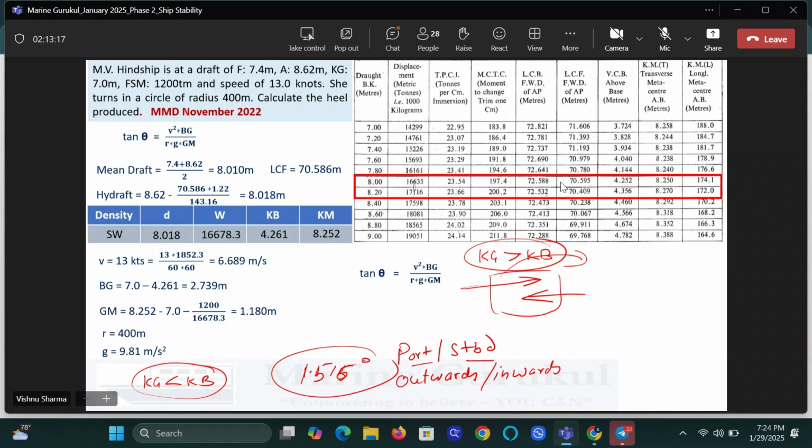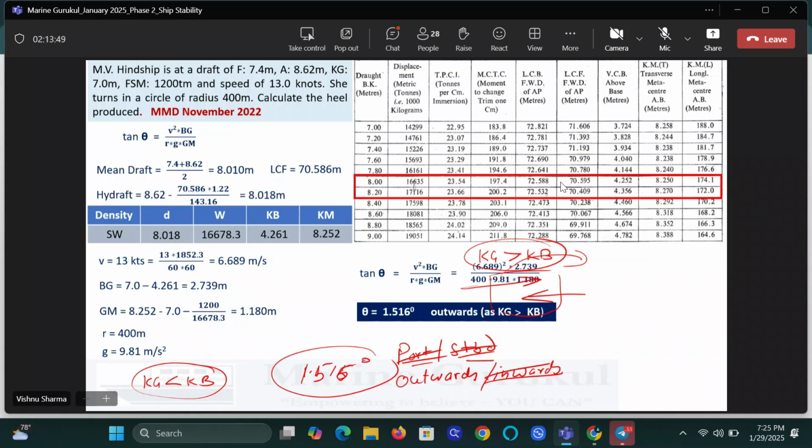Yes, correct, sir. Okay, so in this case, is KG greater or KB greater? Please compare. KG. So in this case, since you can't name port or starboard, you'll say outwards. Understood? It is 1.516 degrees outwards, and why? As KG is greater than KB. Is that clear? Is that clear, class?